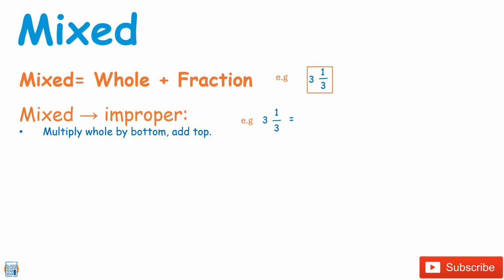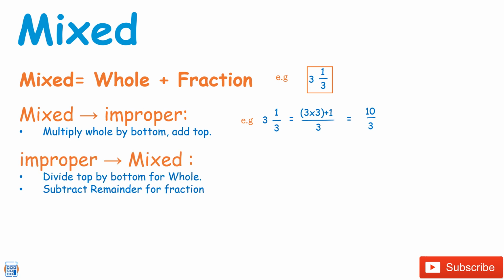What that means is, if we take the example above, so 3 and then 1/3, you can take the whole, which is the 3, times it by the bottom, which is another 3, and then add the top. So 3 times 3 gives you 9, add 1 gives you 10, and then it's all over 3. And there you go, 10/3, 10 over 3.